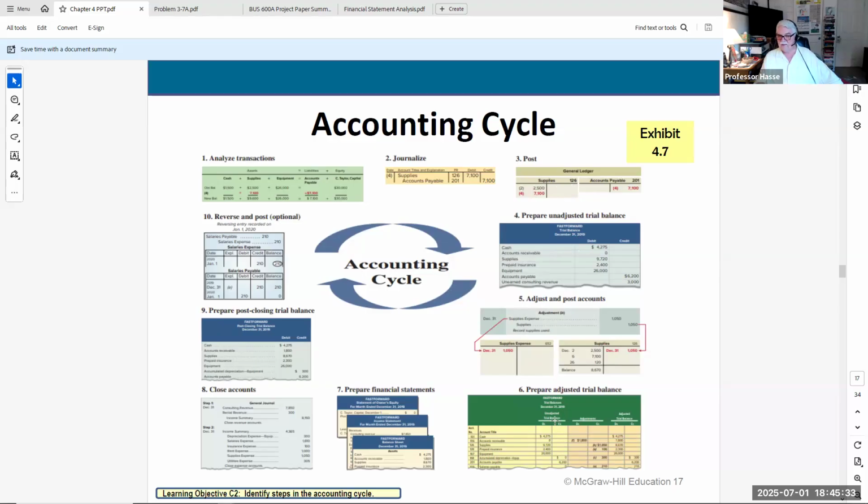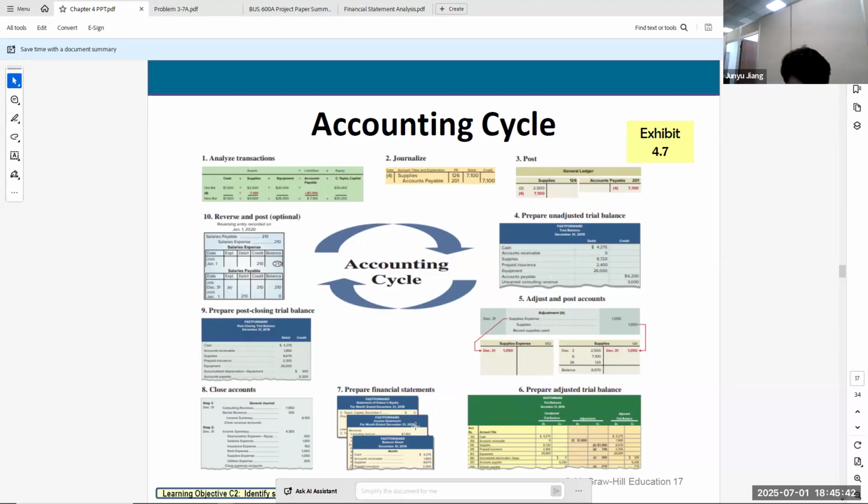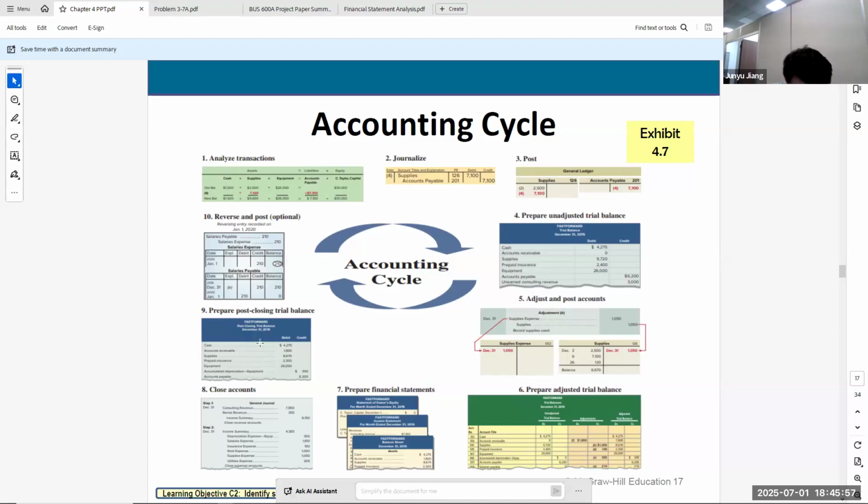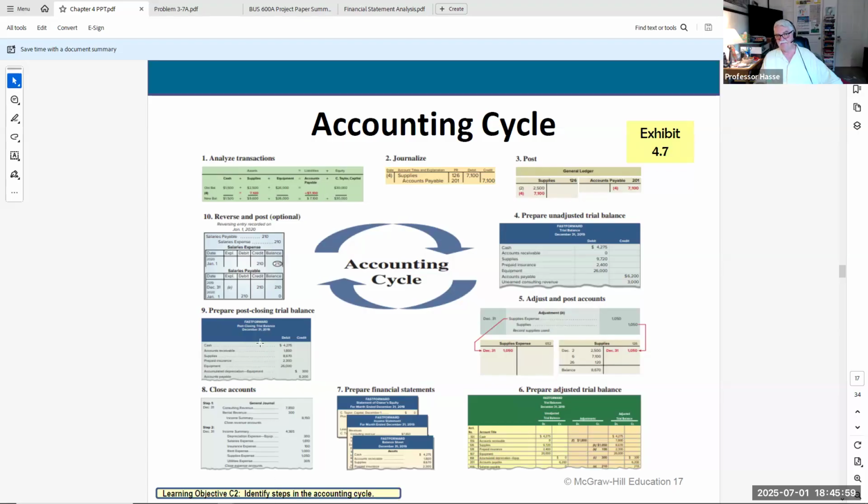Then from that adjusted trial balance, you prepare the financial statements, the income statement, the balance sheet, the statement of owner's equity. Once we prepare those final statements, we do the closing entries of the temporary accounts. And the final part of the process is to prepare and post the closing trial balances. You do not have to worry about this 10th step, reverse and post additional entries. That is not part of our study. Textbook is trying to make you depressed by putting that there, so don't worry about it.